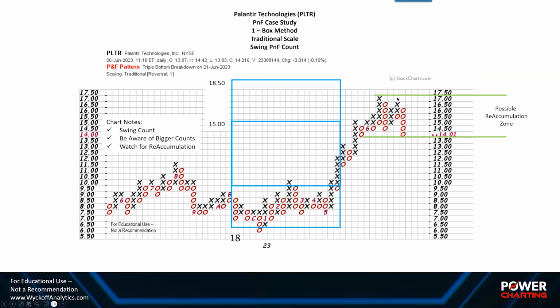You saw we went to 17. So, and then in a congestion zone, I think this is possible reaccumulation. We'll watch, we'll see if this 14 area provides good support, can go below 14 as it goes sideways through this area, but we look for another count to build here, and this count would lead to higher prices. We always want to watch for larger counts. Be aware of bigger counts over here.